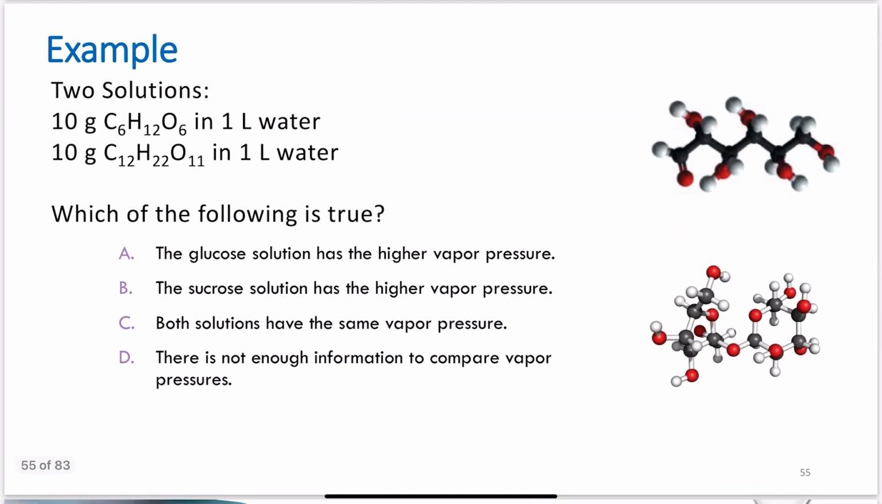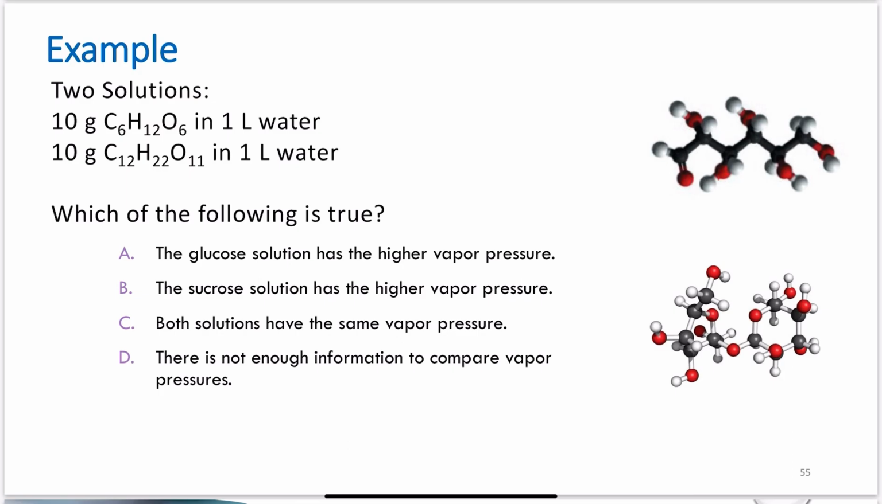What about this system? I have two solutions, 10 grams of glucose in water and 10 grams of sucrose in water. Which of the following is true? Does the glucose solution have a higher vapor pressure? Does the sucrose solution have a higher vapor pressure? Do both solutions have the same vapor pressure, or is there not enough information to be able to compare the vapor pressures? I need you to think about these systems.